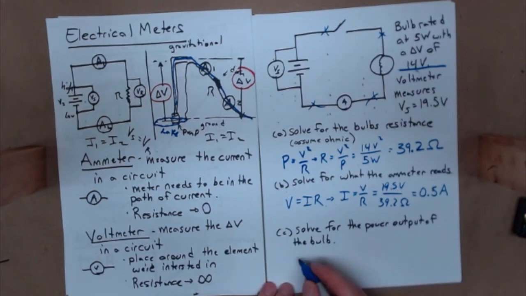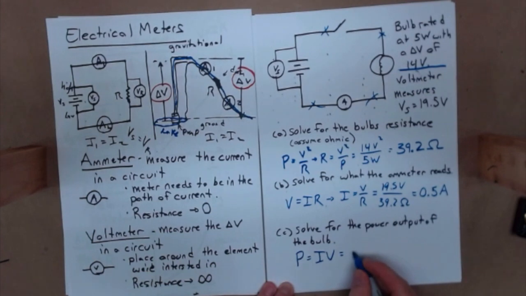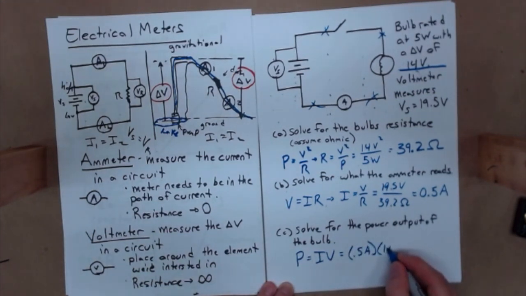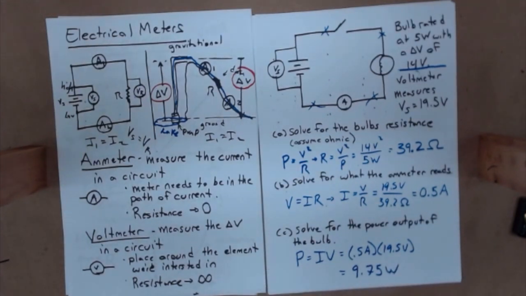Solve for the power output. Well, power is IV, right? That's going to be 0.5 amps times the potential difference of 19.5 volts, which comes out to 9.75 watts. Now think about this. We've increased the voltage. We expect a higher power. We expect more than the 5 watts.